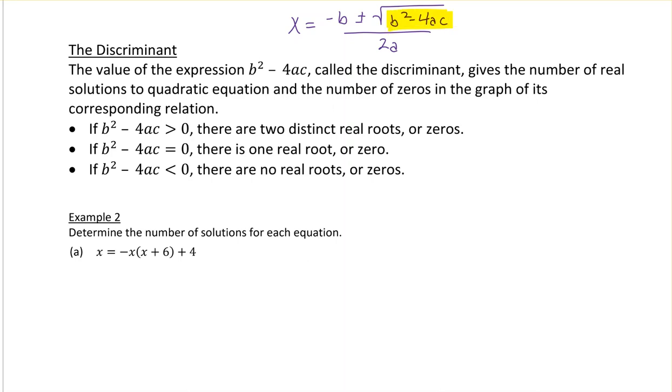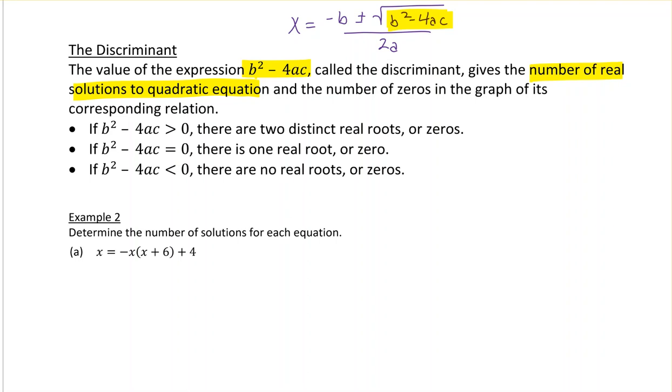This portion under the square root sign is known as the discriminant. Okay, so b squared minus 4ac is a very important part of the quadratic formula for us. The value of this expression, if you take it by itself, gives the number of real solutions to a quadratic equation. It tells you, are you going to have 2, 1, or 0 solutions?